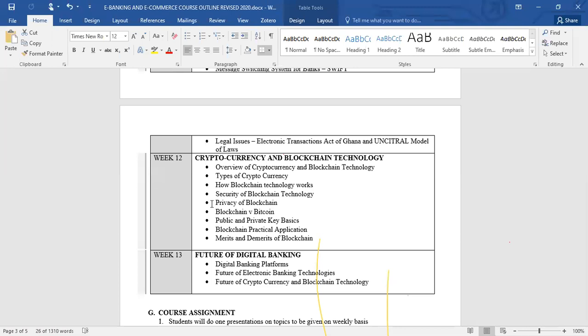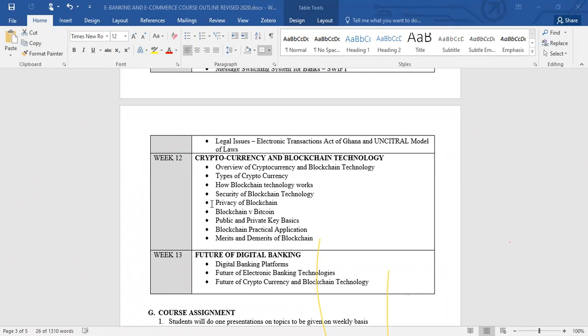We'll look at privacy of blockchain. We'll look at blockchain versus Bitcoin. We'll look at public and private key bases. We'll look at blockchain practical application, merit and demerit of blockchain technology.